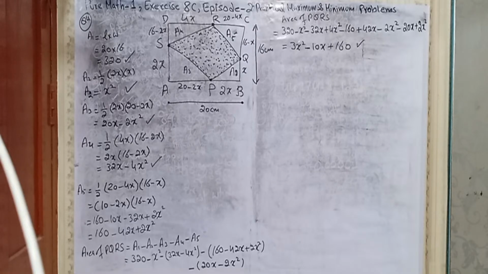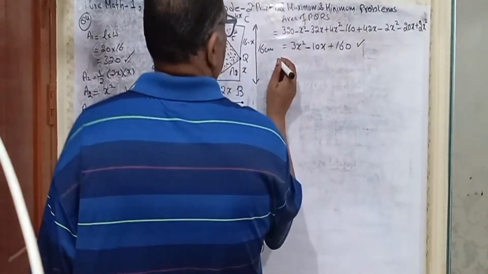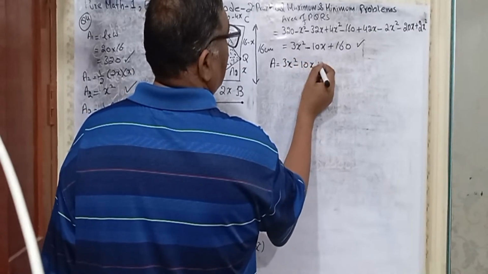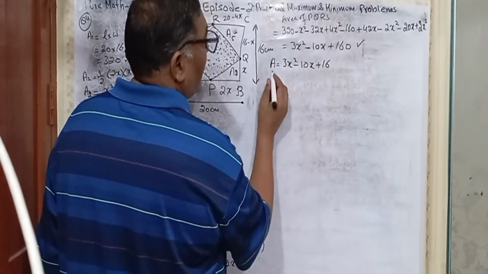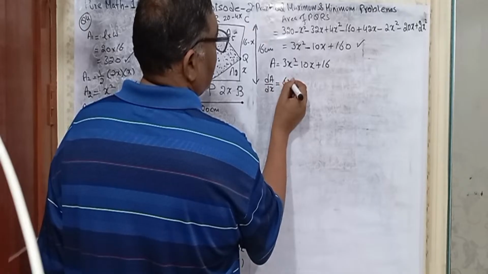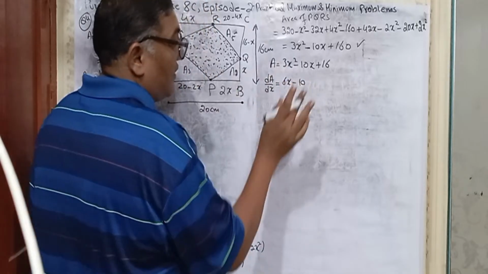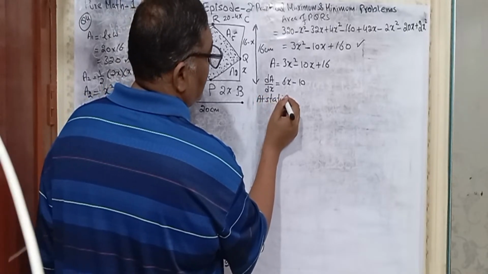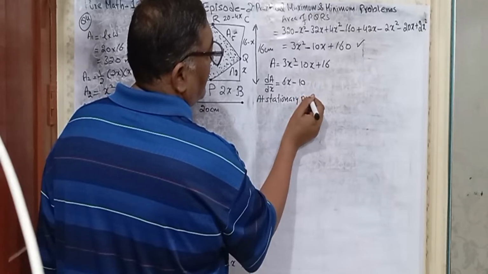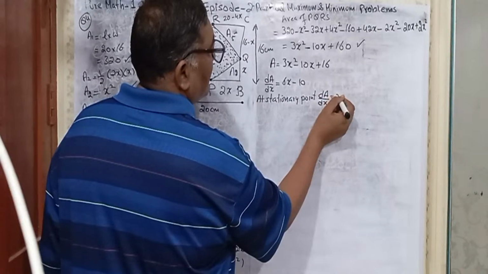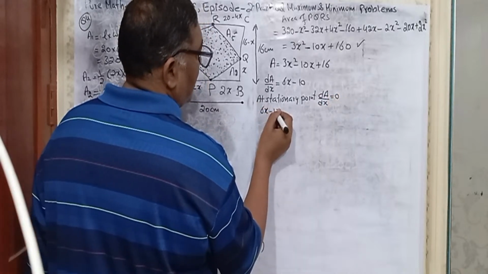Okay. Now, if you want to find out the minimum area, you know the area is equal to 3x square minus 10x plus 160. So first of all, I have to find the derivative. Okay, so that will be 6x minus 10 plus 0. So at the stationary point, what will happen? dA by dx will be equal to 0. So 6x minus 10 is equal to 0.